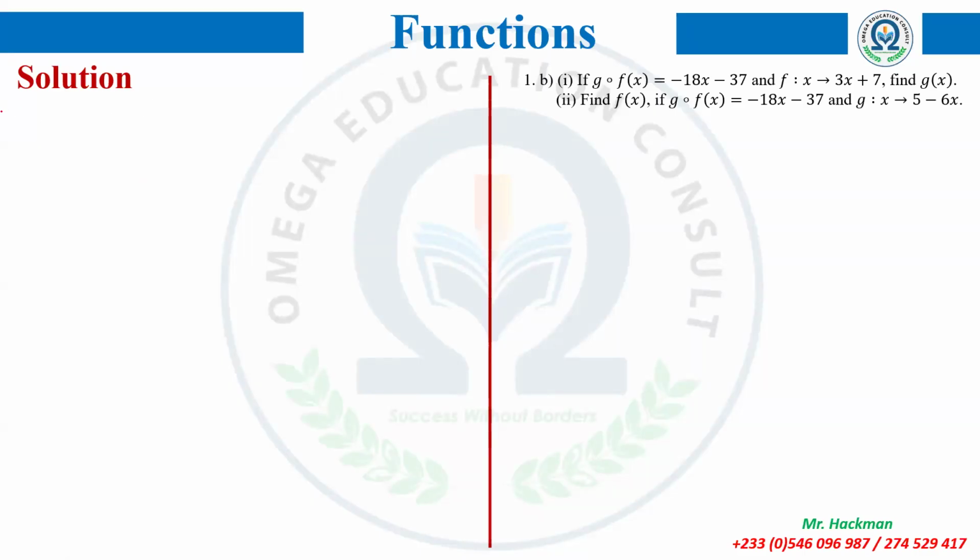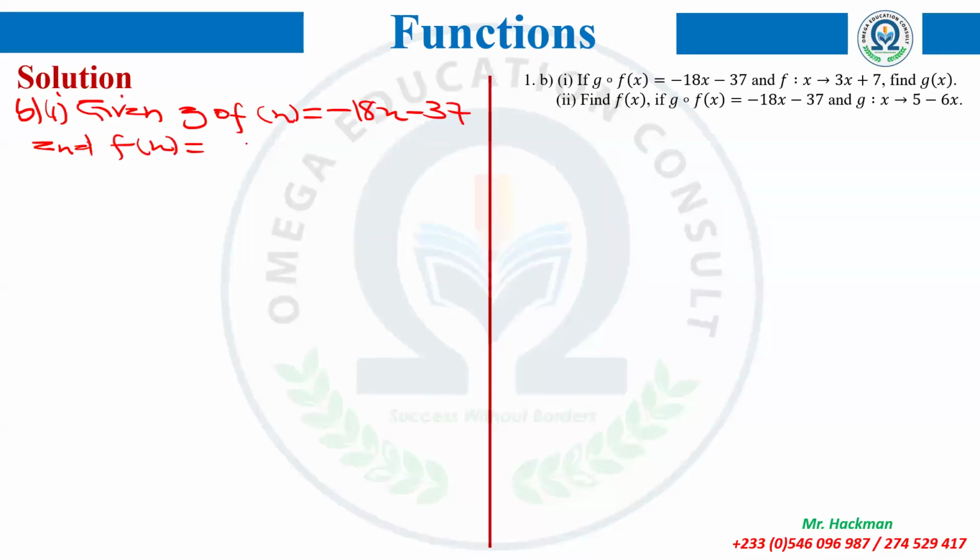So let's go and look at 1b, part i. Quickly, what are we given? We are given g of f of x to be equal to minus 18x minus 37. You remember this composite function. And f of x is equal to 3x plus 7. So we want to find g of x. Let's see, is g of x the outer function or the inner function?